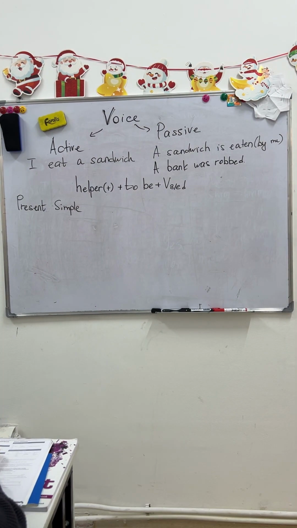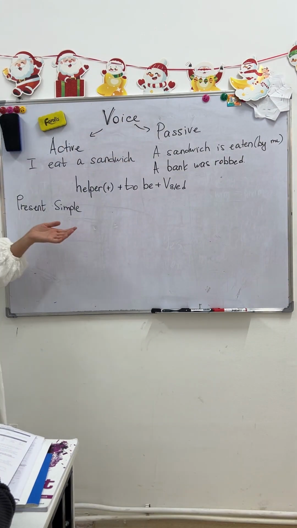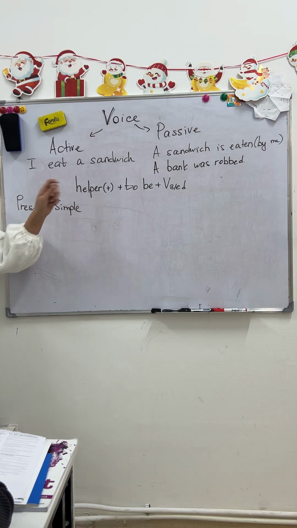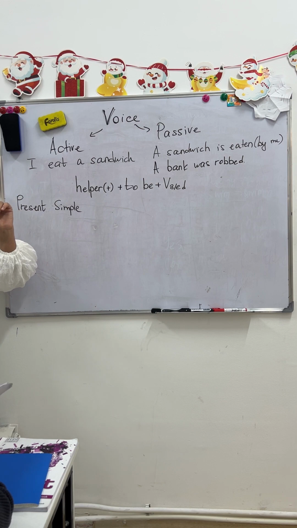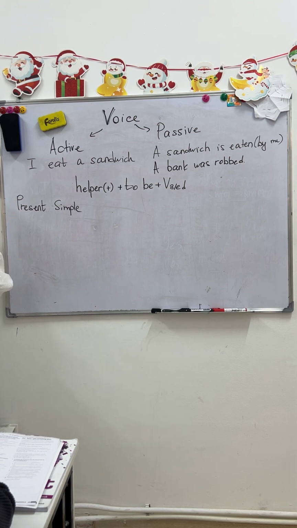Let's continue. So, do you have any helper in a positive sentence of present simple? Say me a sentence in present simple. The train arrives at 9. Are there any helpers? Yes. Which one?